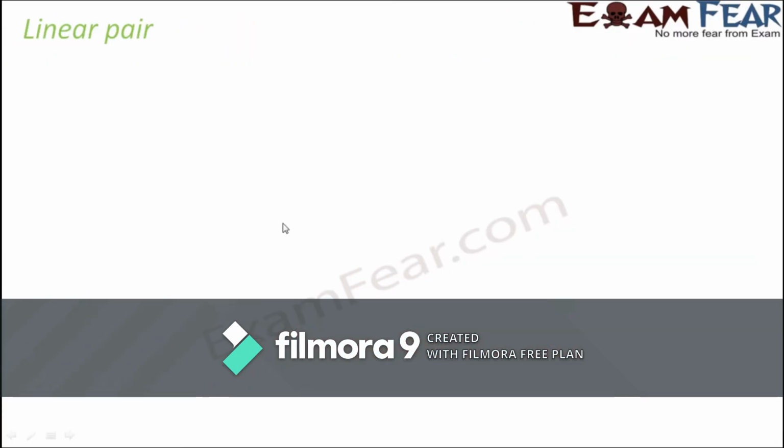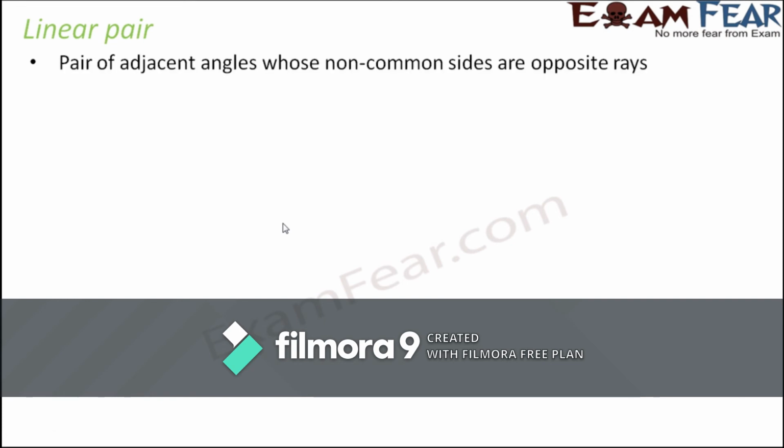Thank you. After adjacent angles, we are going to talk about linear pair. This is another interesting pair of angles. A linear pair is a pair of adjacent angles whose non-common sides are opposite rays. Now by now you already know what adjacent angles are. Now let us try to understand what opposite rays are.